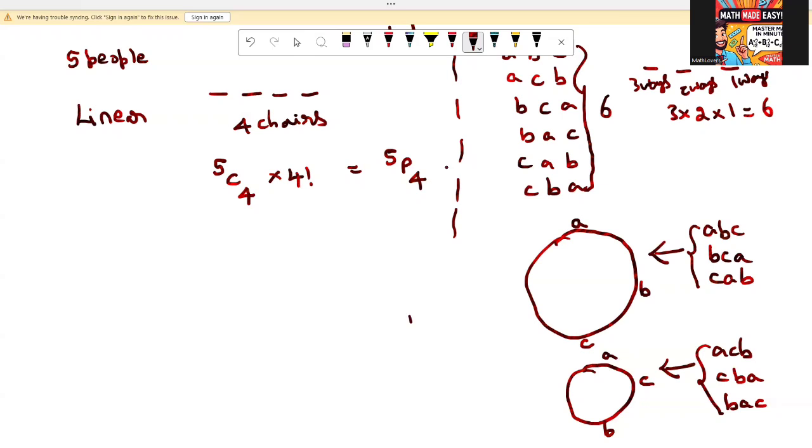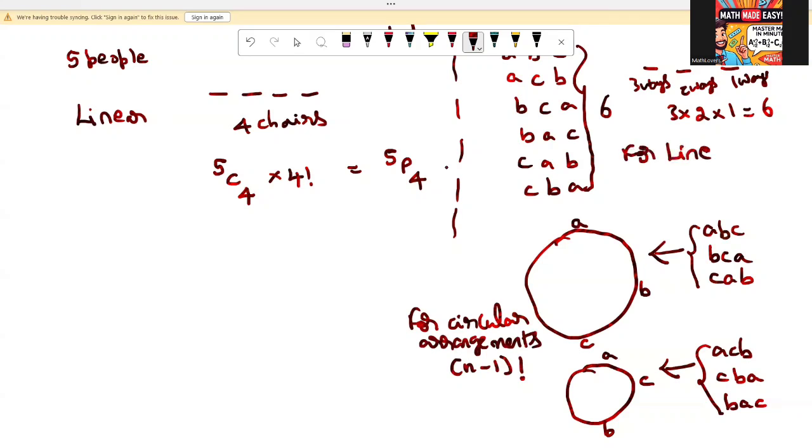So for circular arrangements, we use the formula n minus 1 factorial. For linear, we use n factorial for distinct people. For circular, we use n minus 1 factorial.